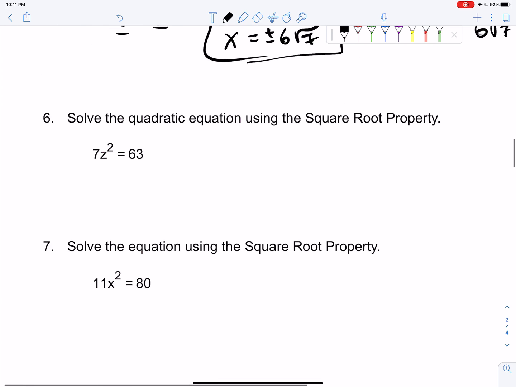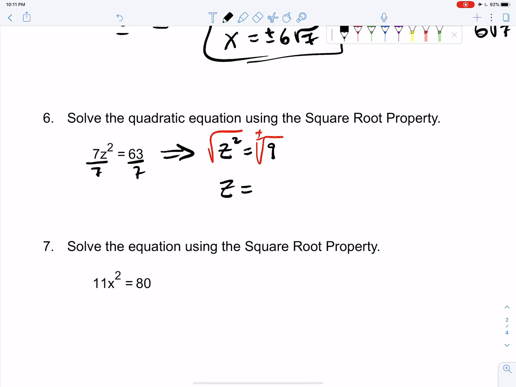Okay, let's take a look at the next one. Once again, isolate your perfect square. z squared is a perfect square. So we're going to isolate that by, not subtracting rather, but dividing both sides by 7. This gives us z squared equals 9, right? 63 divided by 7 is 9. And we square root both sides, never forgetting our plus or minus. And this is just going to give us a nice simple z equals plus or minus 3.